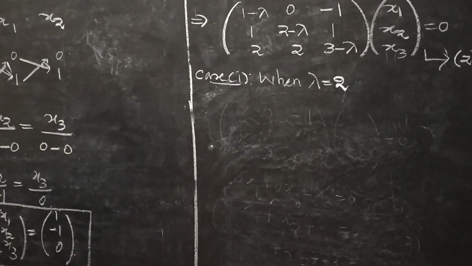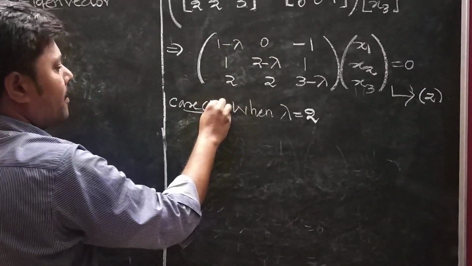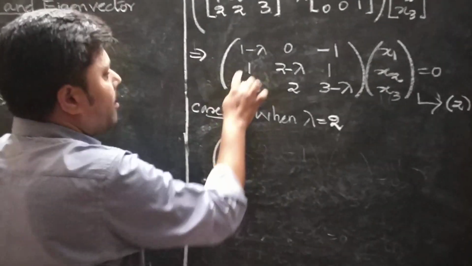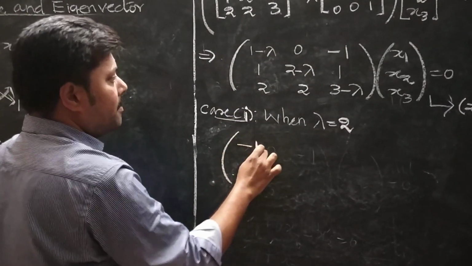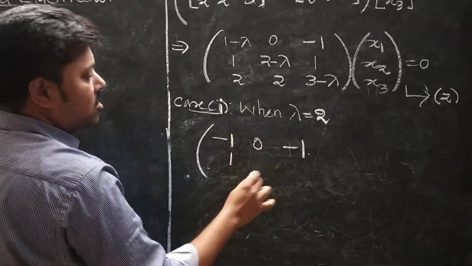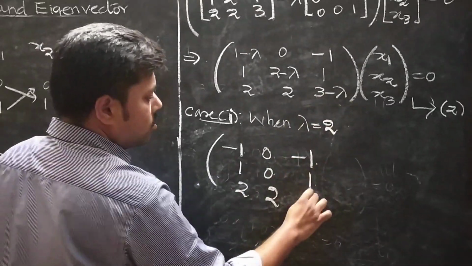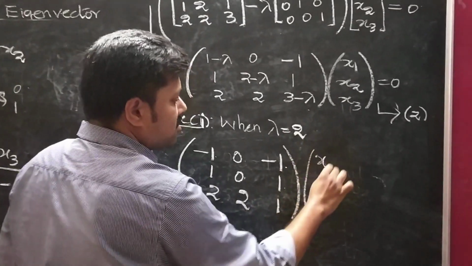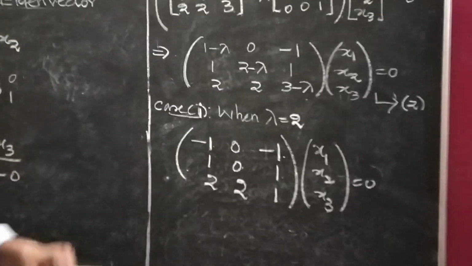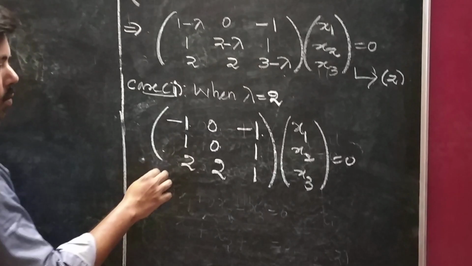Case 2: lambda equal to 2. Substitute the value of lambda equal to 2 in equation 2. Put lambda equal to 2: the matrix is [1 minus 2, minus 1, 0; minus 1, 1 minus 2, 0; 1, 2, 3 minus 2... ] times x1, x2, x3 equal to 0. Similarly, multiply the first row, second row and third row by the column, and we get three equations.